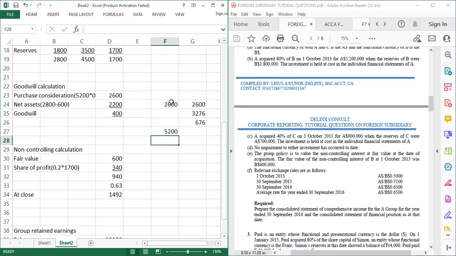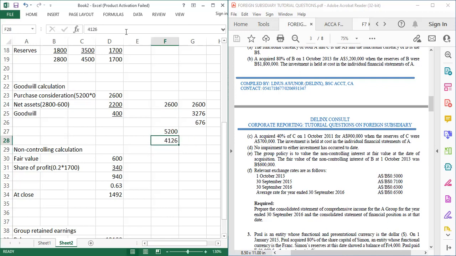But now, what will be the value of the 2,600 as at today's date? So we now use the closing rate to translate the 2,600. So how much are we going to have? 2,600 divided by 0.63. That is 4127. So this one is not actually a gain. 4126.7.